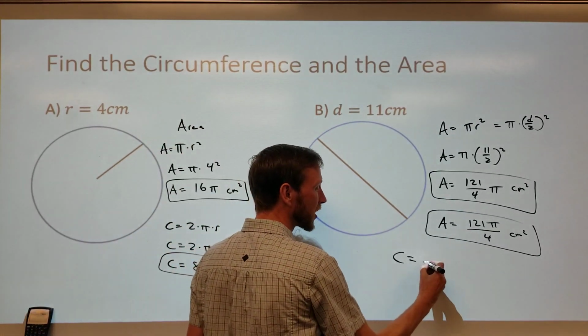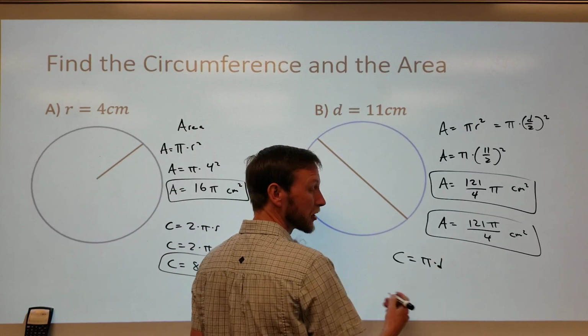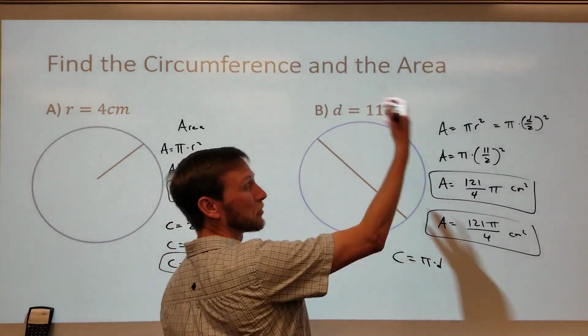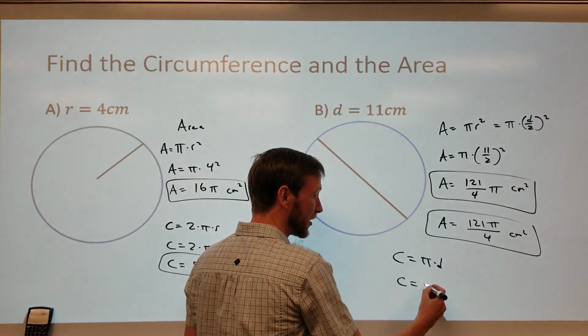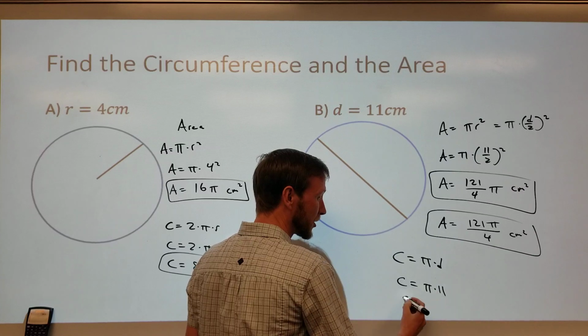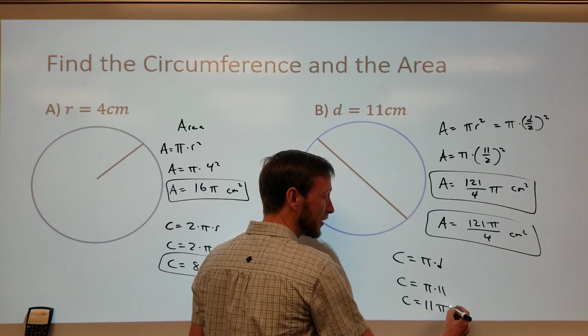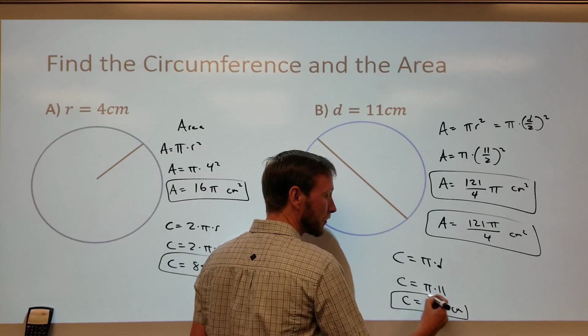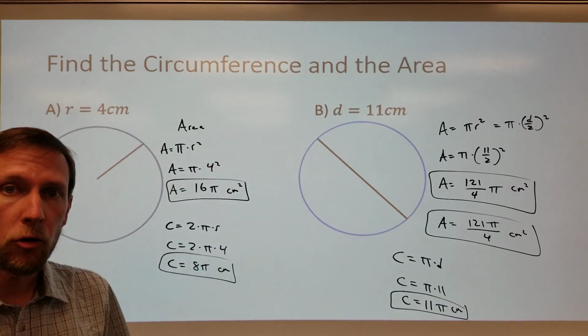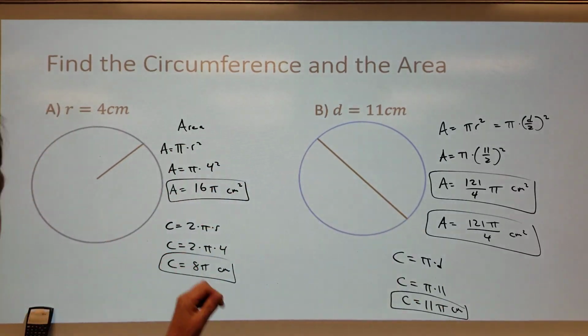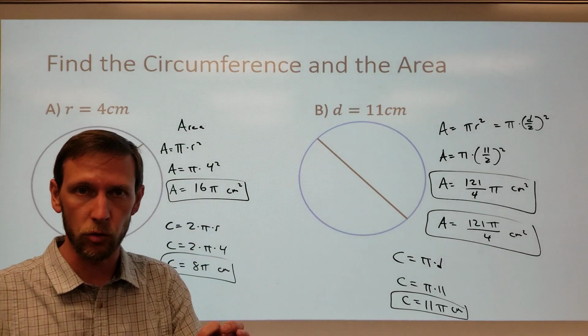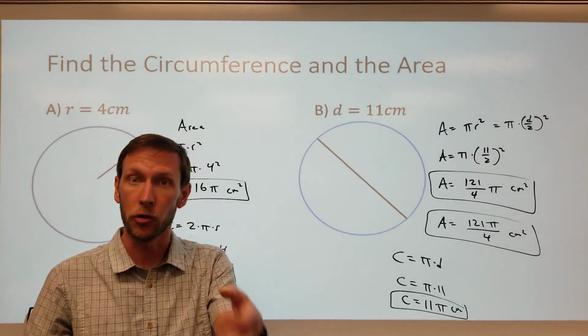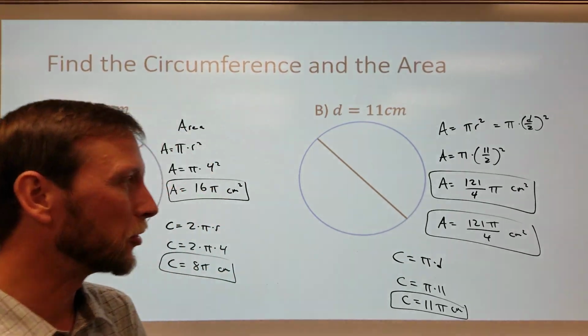Now, on the circumference side of things, this is great. Pi times diameter instead of 2 pi r. We're not going to divide this by 2 just to multiply it by 2. We're just going to take 11 times pi. Pi times 11, oh, that's just 11 pi centimeters. And so this was just a couple quick examples working in terms of pi. The other formulas there, I expect that you know those. You should have them in your notes. You should reference them as needed as we work through this unit.